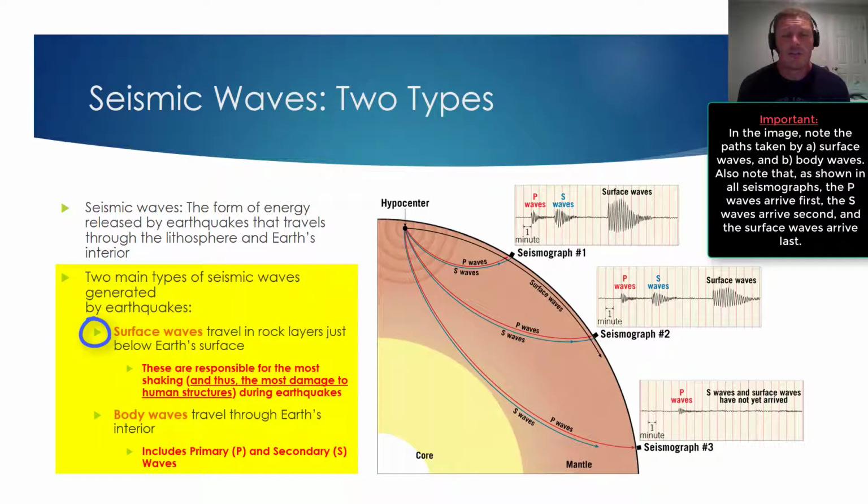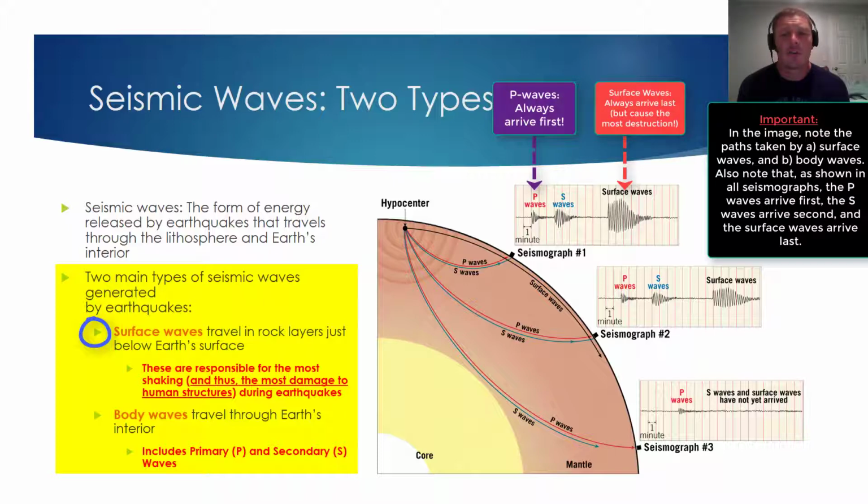to building structures. One other important note to make about surface waves is that they'll be the last type of wave to arrive during an earthquake. If you take a look at the seismographs shown here for number 1 and number 2, the surface waves will always occur after the P waves and the S waves.